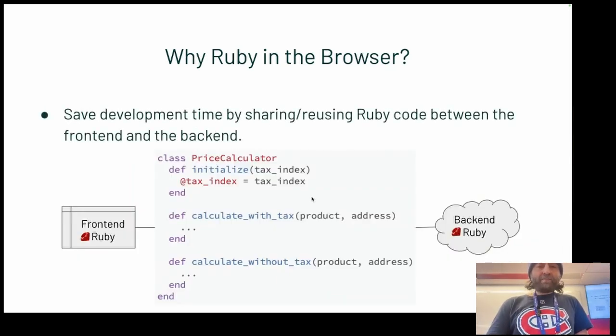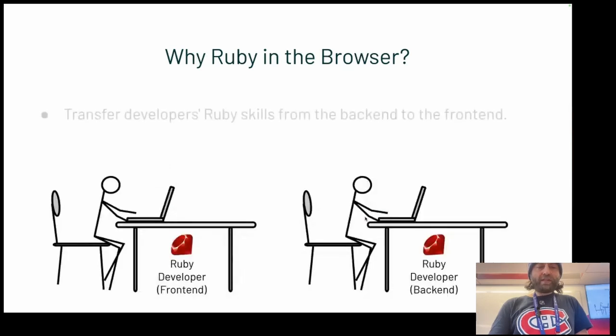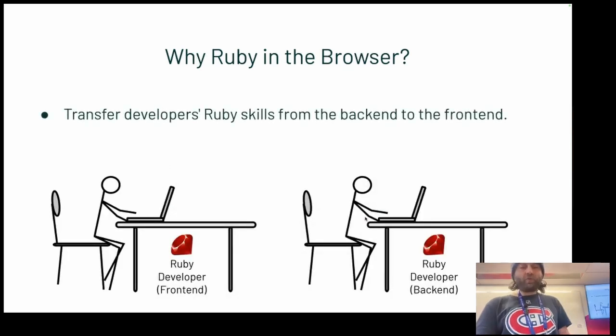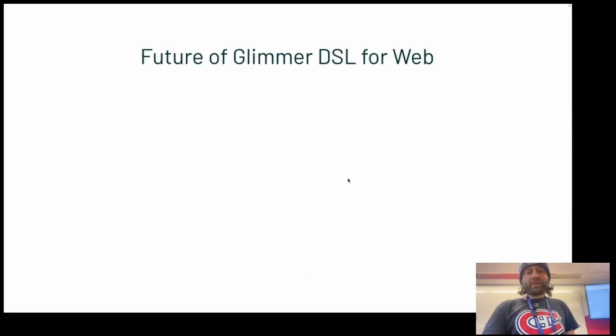The Glimmer engine was originally built for desktop development, but I was able to repurpose it for front-end development. Save development time by sharing and reusing Ruby code between front-end and back-end, which is only doable in Ruby. It's not doable in JavaScript. Transfer developer Ruby skills from back-end to front-end.